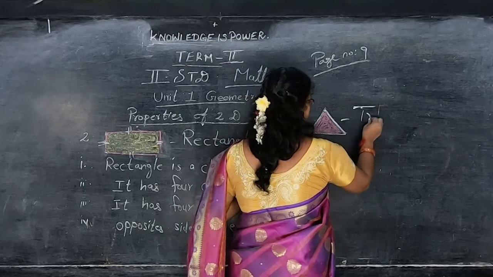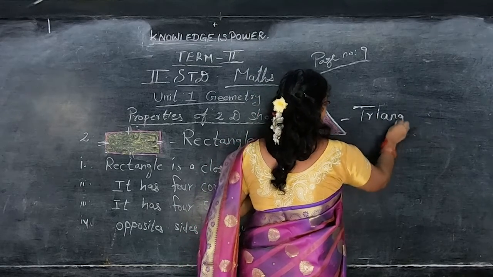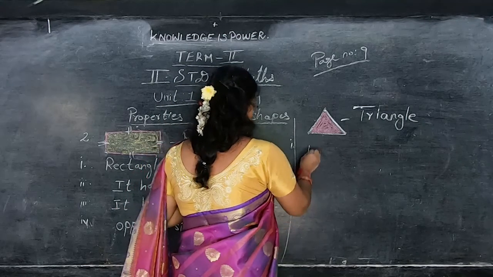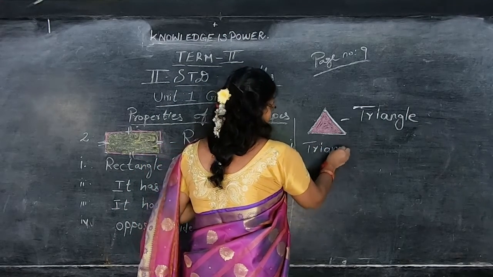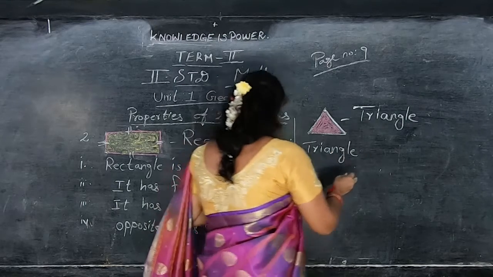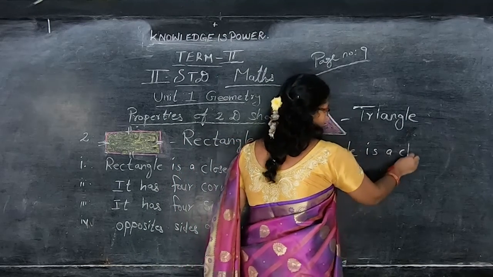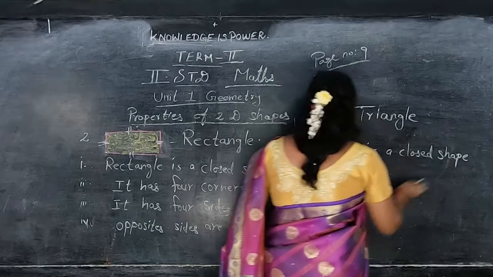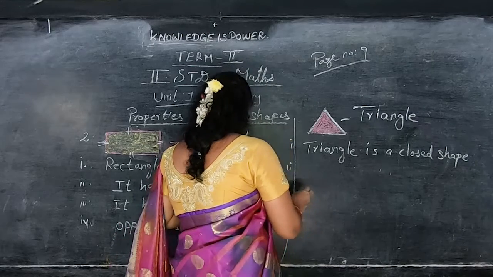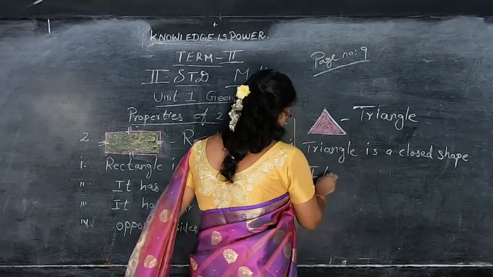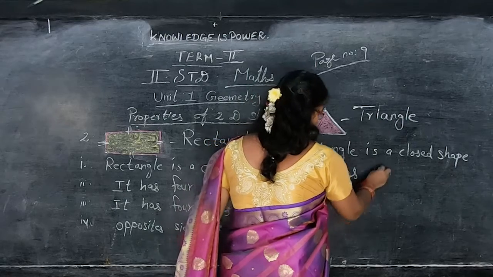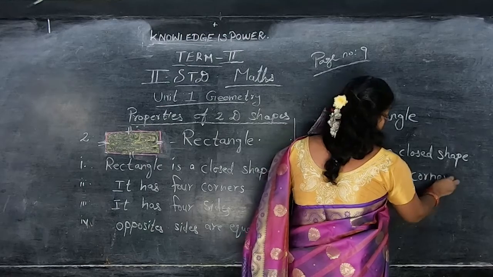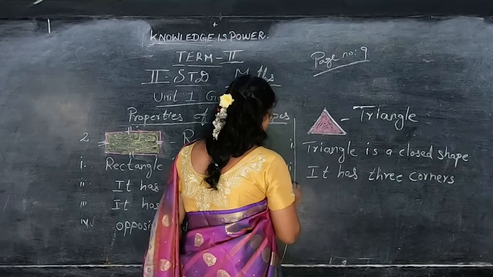Triangle. First point, I am going to write the first point. Triangle is a closed shape. It has three corners. Point number 3.